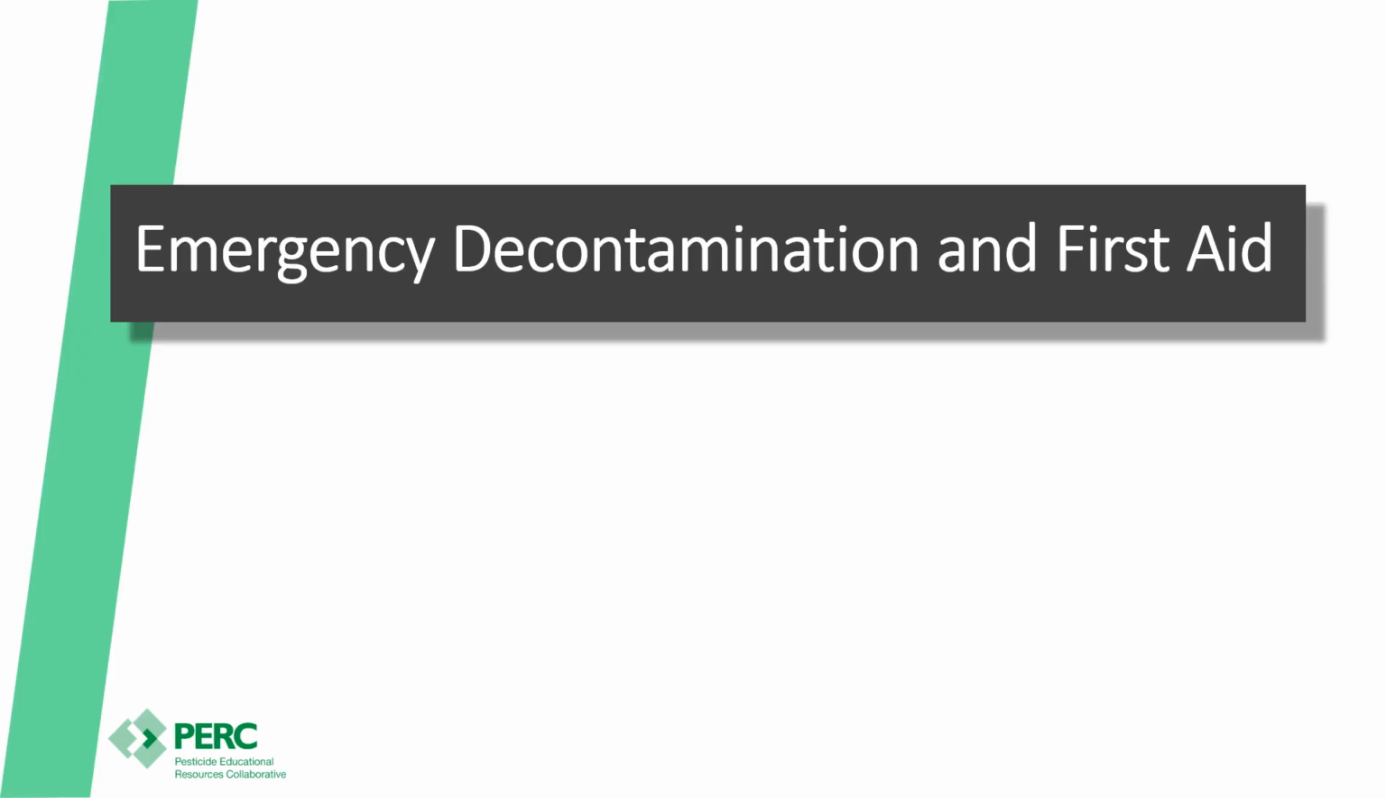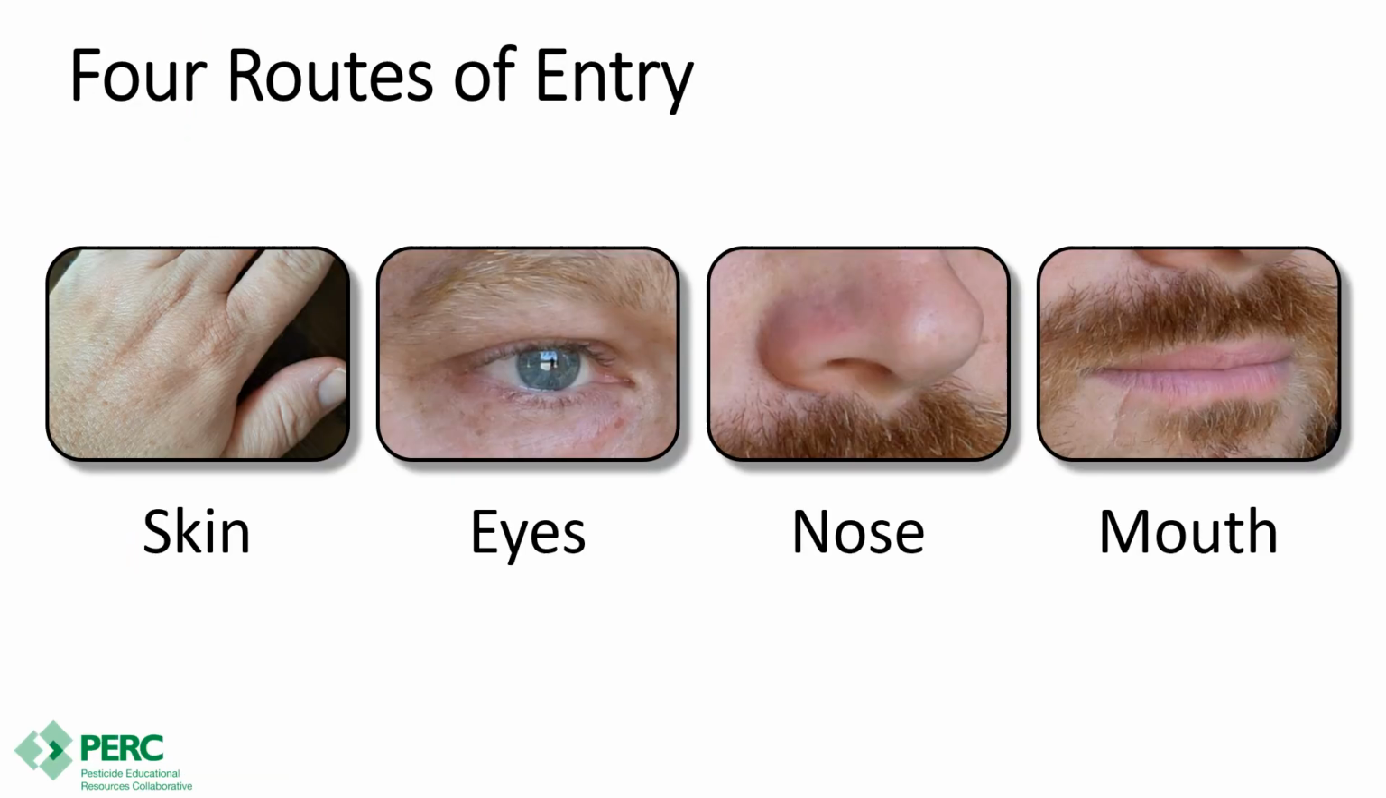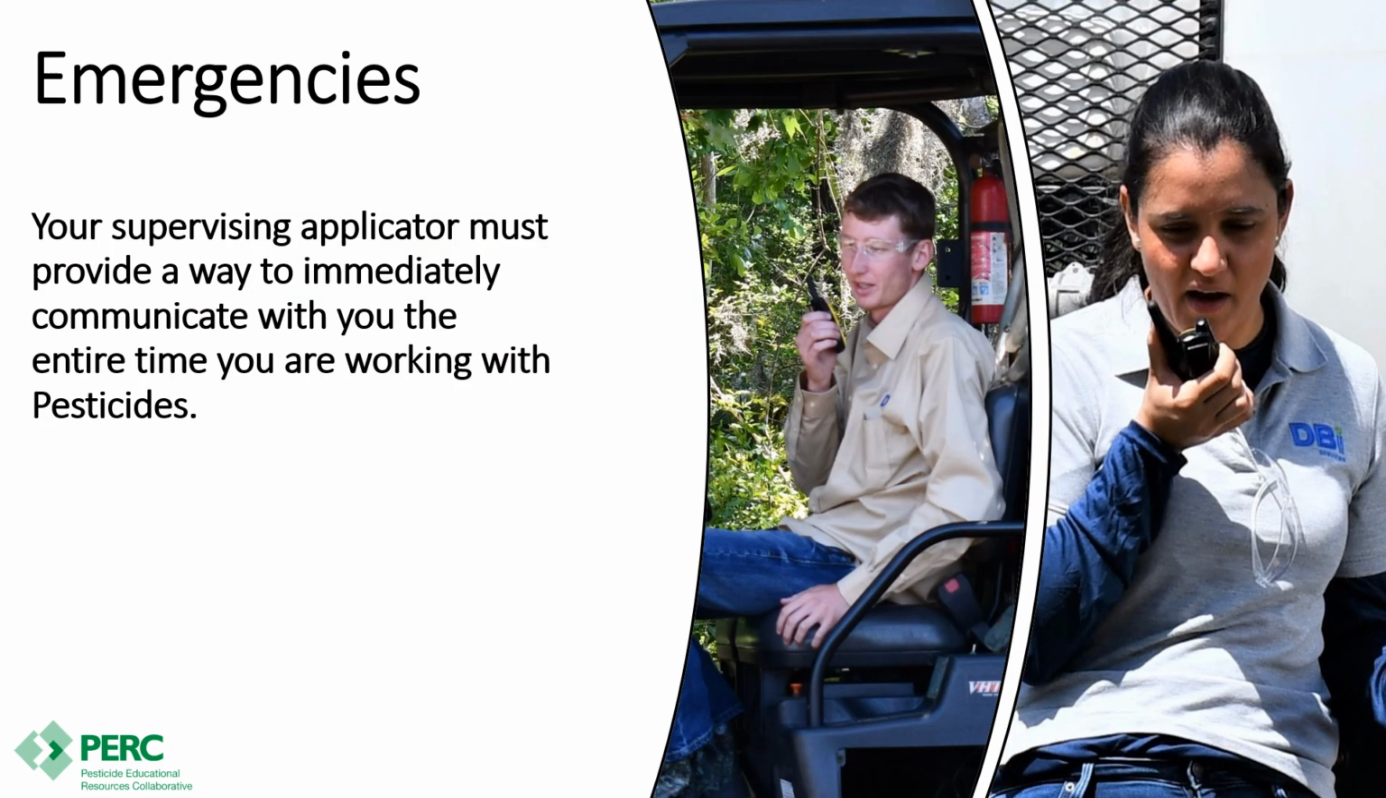Now let's look closer at emergency decontamination and first aid. Exposure to pesticides can be hazardous. As previously mentioned, pesticides can enter your body through 4 routes: your skin, eyes, nose, and mouth. Knowing the symptoms of exposure through these routes and knowing what to do if you or a coworker are exposed to pesticides is important for everyone's safety. Your supervising applicator is required to provide a way to immediately communicate with you the entire time you are working with pesticides in case of a pesticide emergency.